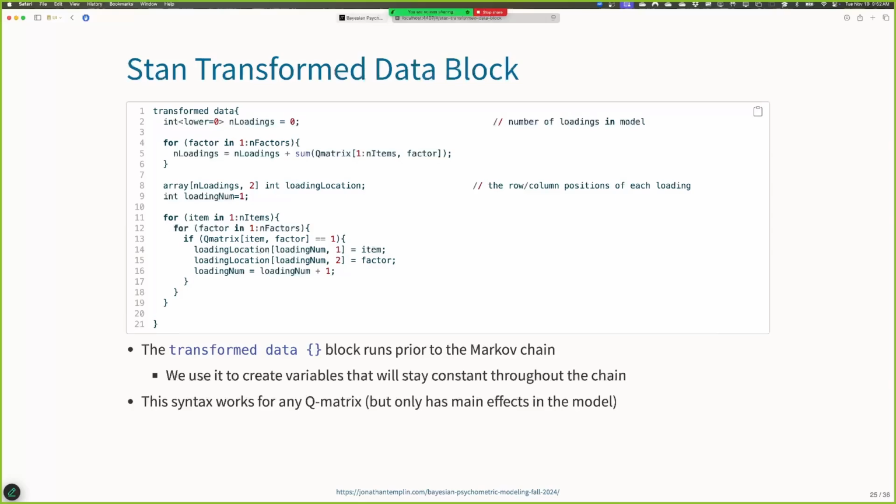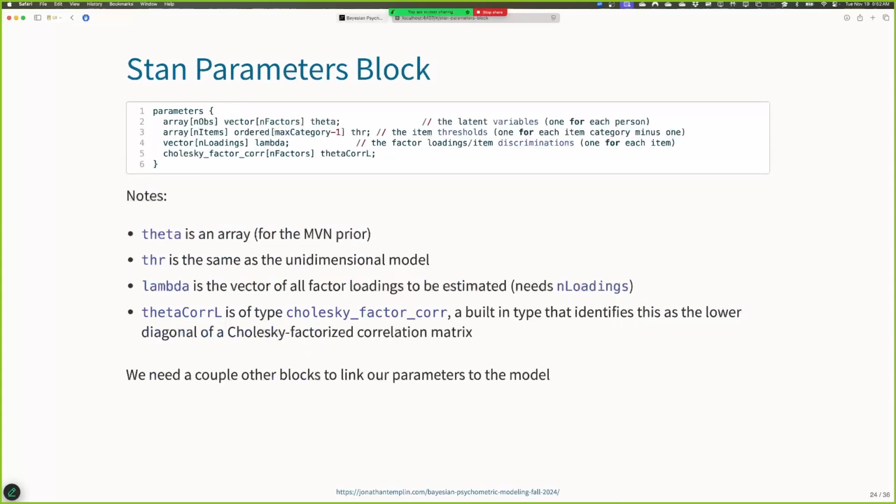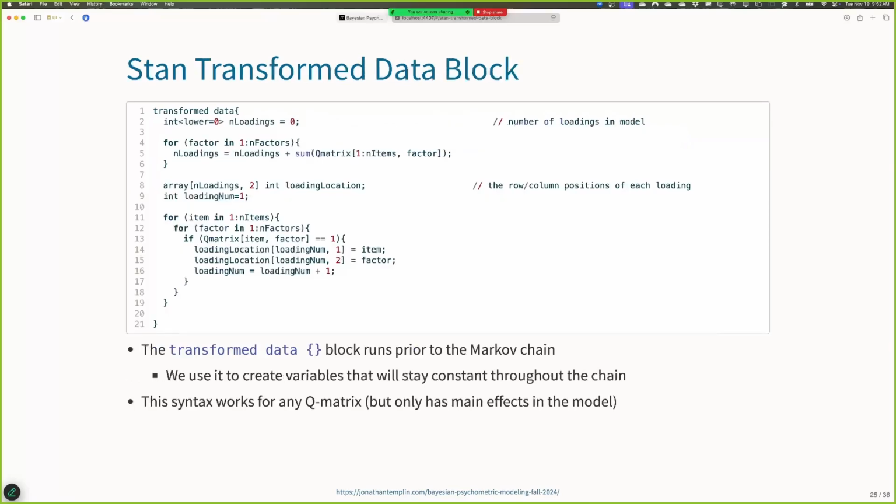So you import your data, and then Stan will run transformed data if there's a block for it, and then it will start the Markov chains. What happens in this block is I can define a variable named number of loadings, n loadings, because I need to know how many loadings I have. Why do I need that? Because here, my vector of all the loadings is of size n loadings.